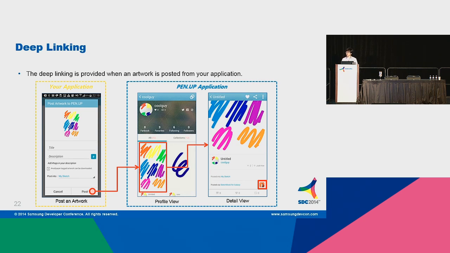And the deep linking function is provided when an artwork is posted from your application. So this deep linking will help many PEN.UP users to discover your application and install it easily. For drawing applications, this is the most important feature. So if an artwork is posted from your application like this, then the deep linking information is automatically added in the detail view of the posted artwork. Then other users can not only see the posted artwork, but also discover your application name and icon.